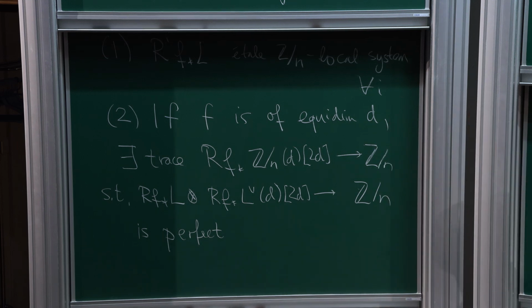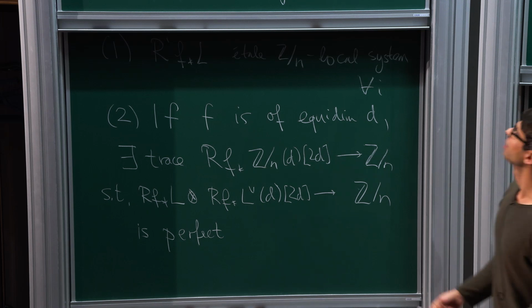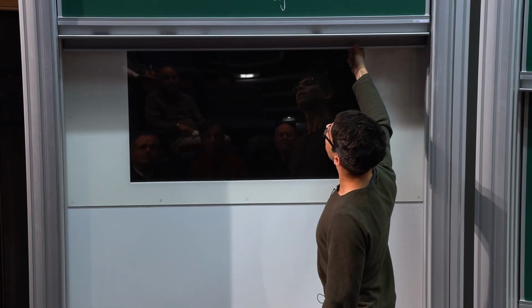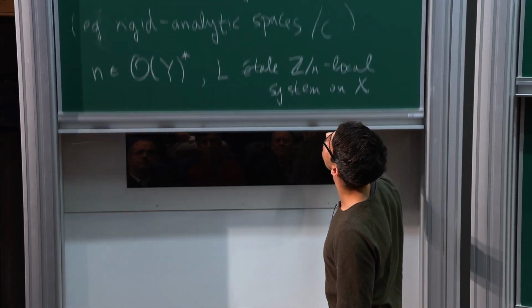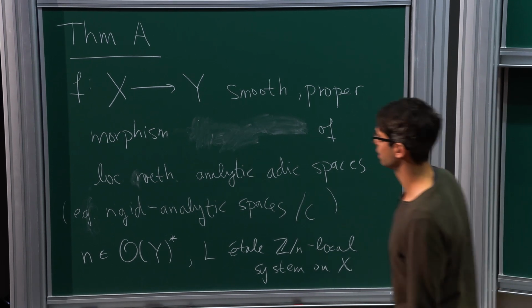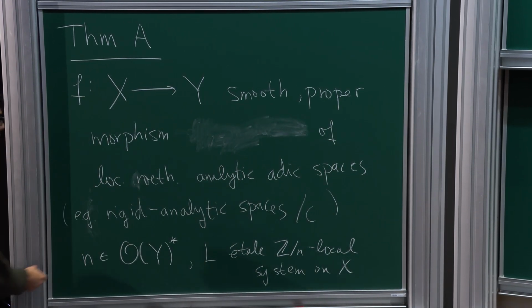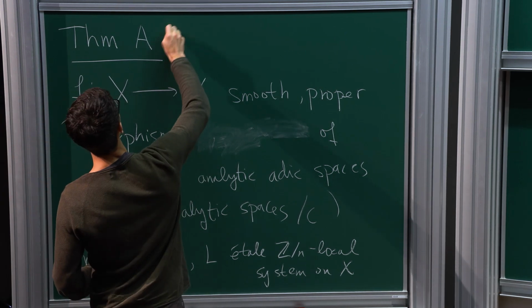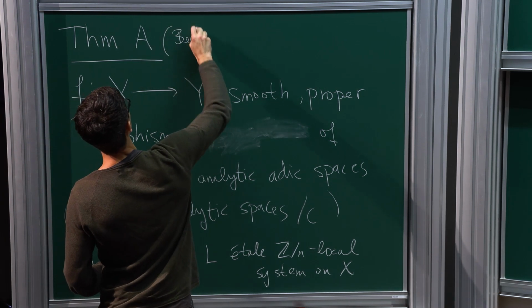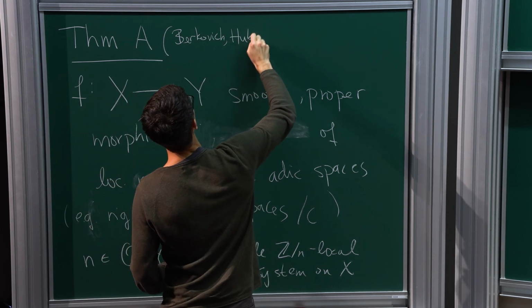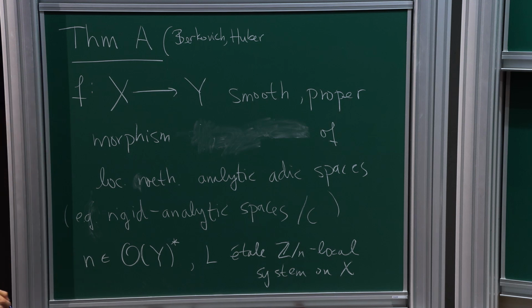Okay, are there any questions about this statement? Okay, so then I should maybe give attributions. Maybe the first case that was treated was the one where this n is actually coprime to the residue characteristic as well. And that was done by Berkovich, and later in the language of adic spaces by Huber.